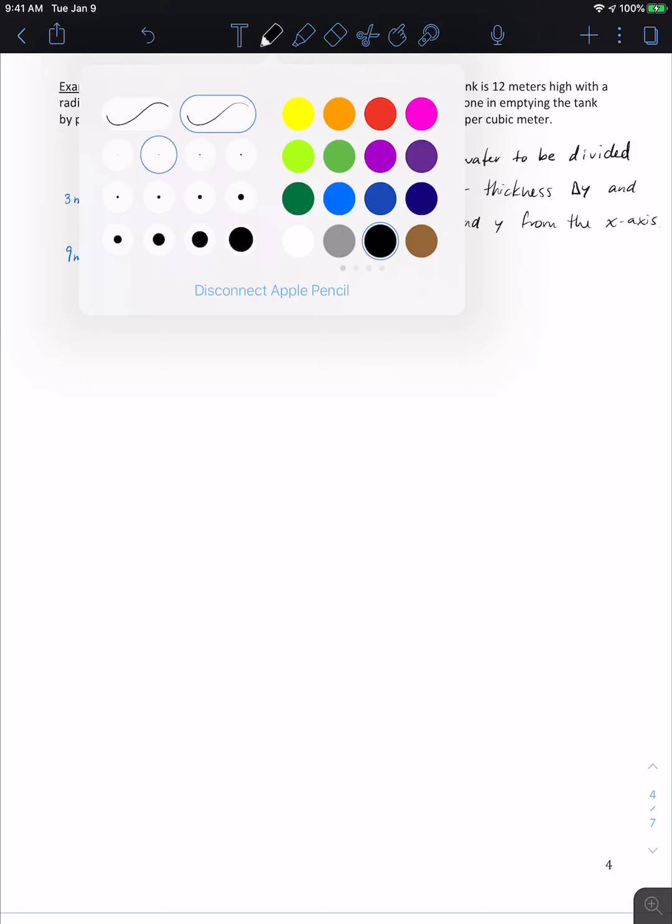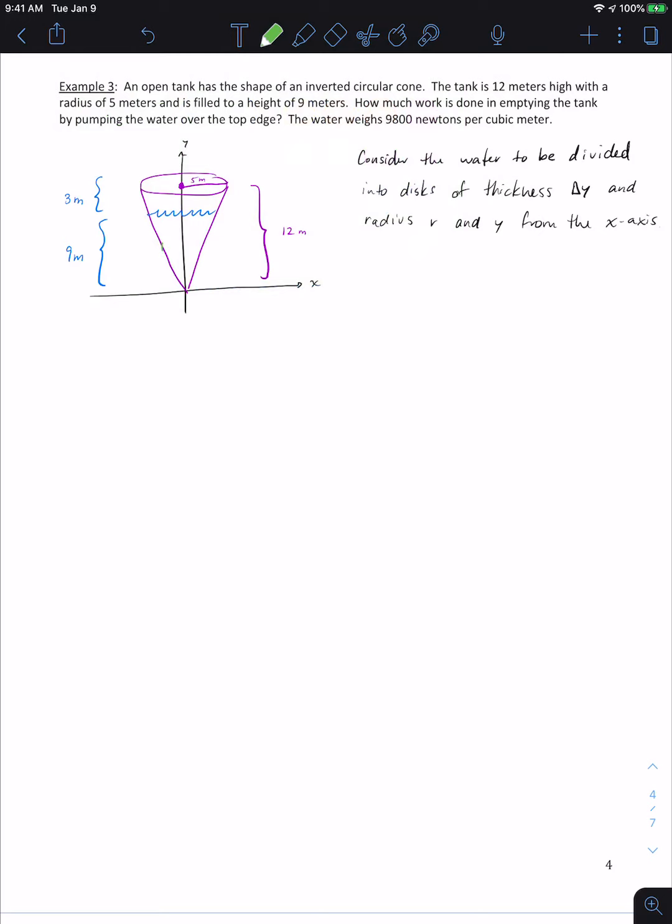So in other words, let's draw what I'm talking about. Let's draw this disc. We'll do it in green here. So what I'm saying is take the whole water and divide it into a bunch of these discs, just like this. The radius of this disc, we're going to call R. The height that it is from the x-axis, we're going to call Y, because this is a vertical cone. And then the width of this disc is going to be delta Y.